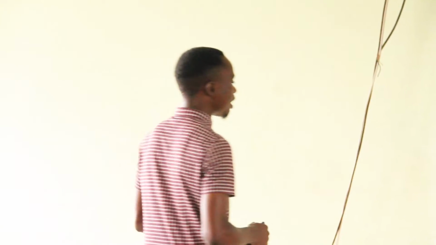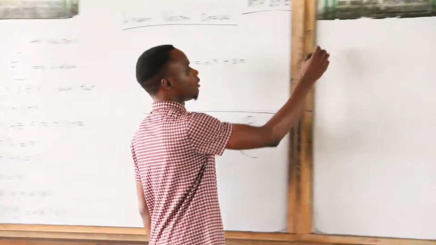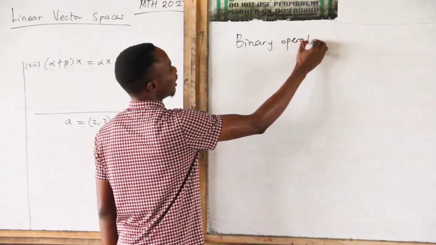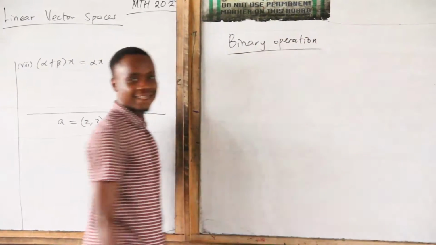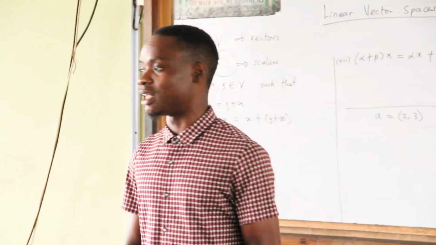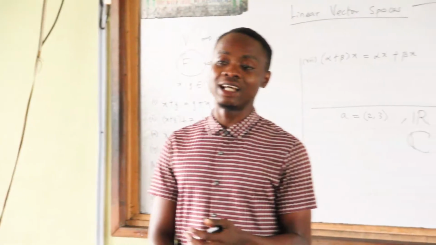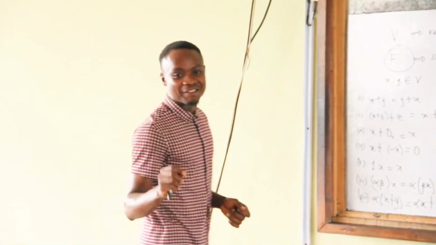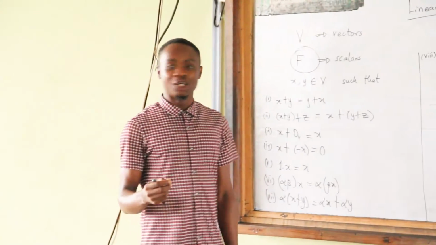I want to believe you have heard of this thing before. There's something we call binary operation. How many of you have heard of binary operation before? When you did binary operation, we were taught things like closure of a set. We were taught things like commutativity, associativity, distributivity. You were taught something like the identity element, the identity elements, the inverse elements, and all of that. Can you remember that? Okay, so listen out.